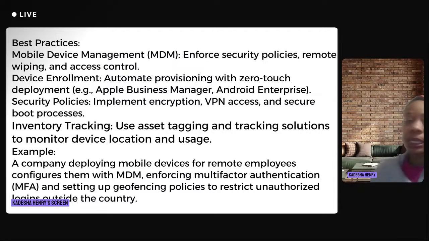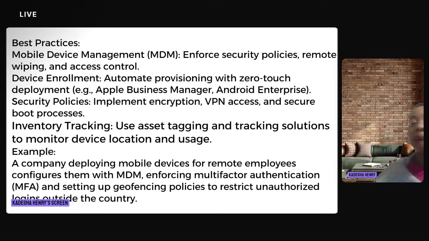So some best practices: mobile device management, enforce security policies, remote wiping, and access control. Many times mobile device management enforces the security policy of your organization, wiping and access control. That means if you bring your own device to the organization, they should be able to do remote wiping of their information from your device.